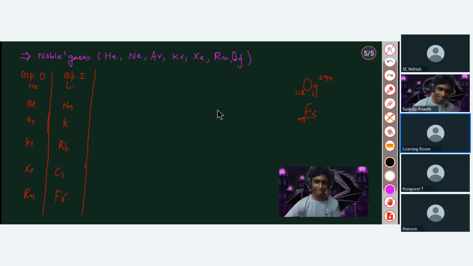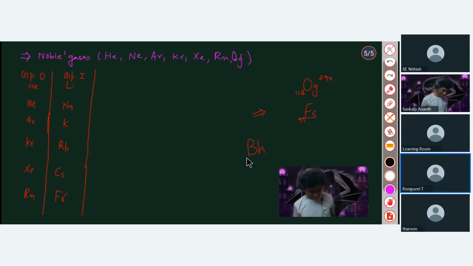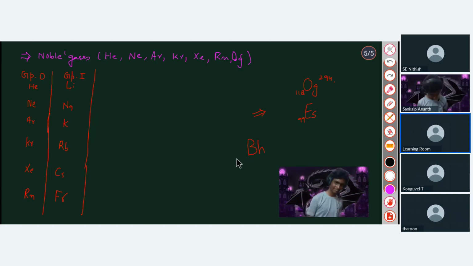Why didn't they keep people's names? See, actually, some elements were discovered by some famous scientists. So that's why we have given those names. For example, Bohrium, Mendelevium, Rutherfordium, Einsteinium. Rutherfordium is there. Bohrium is there. Niels Bohr.